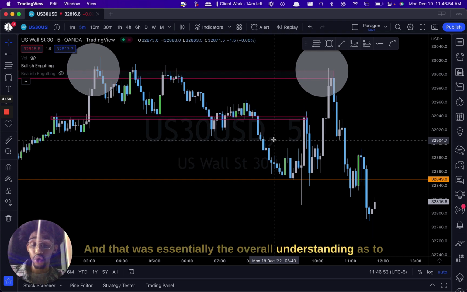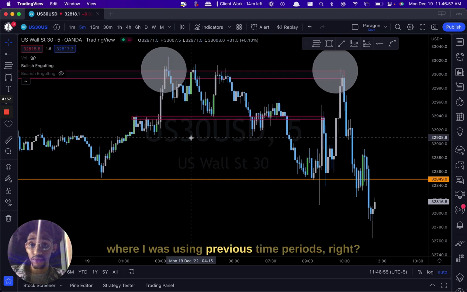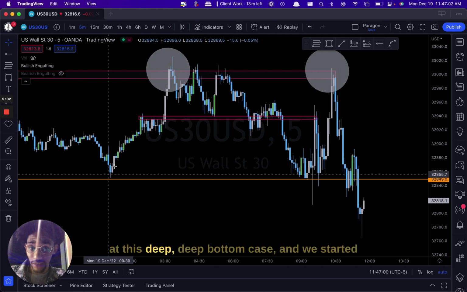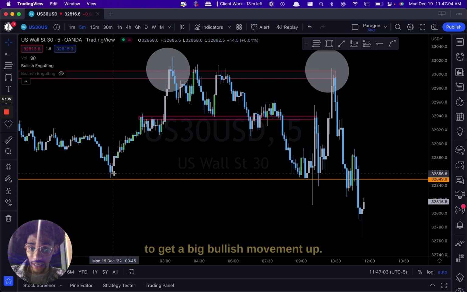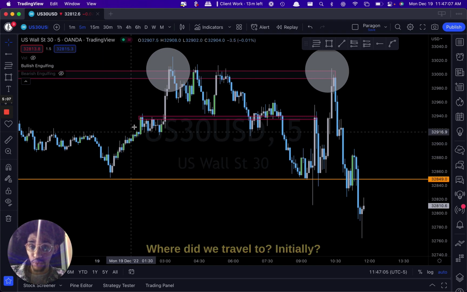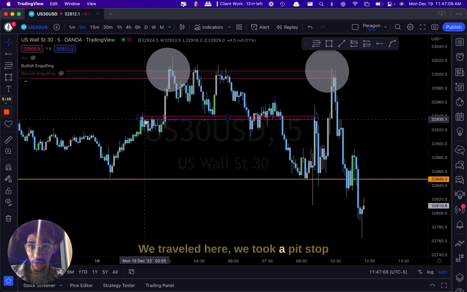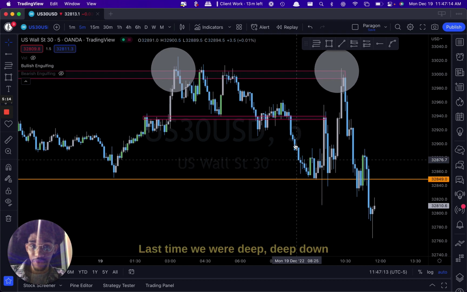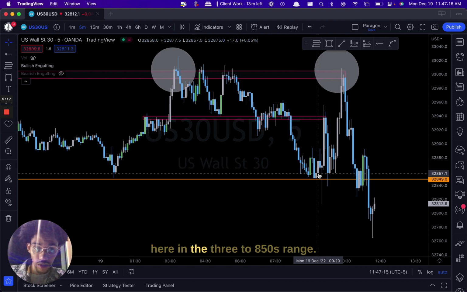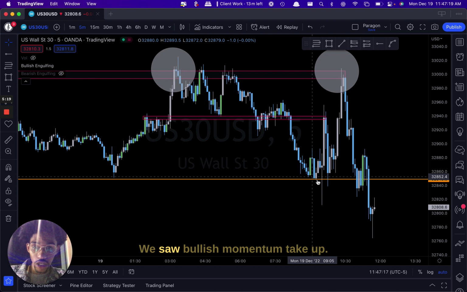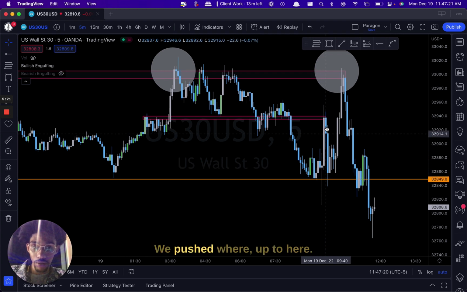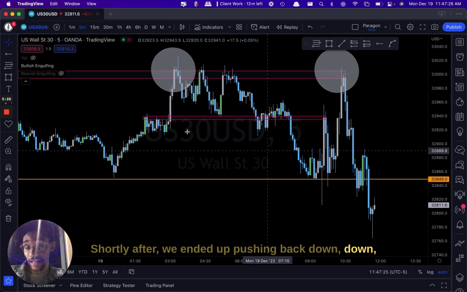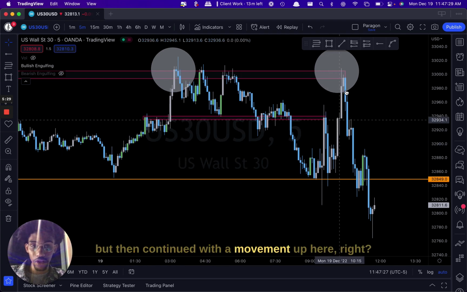That was essentially the overall understanding as to where I was using previous time periods, right? In this case, last time we were here at this deep bottom and we started to get a big bullish movement up, where did we travel to initially? We traveled here. We took a pit stop and then traveled again up there. That's essentially what occurred here. Last time we were deep down here in the 32850s range, we saw bullish momentum take up. We pushed up to here, shortly after pushed back down, but then continued with a movement up here, right?